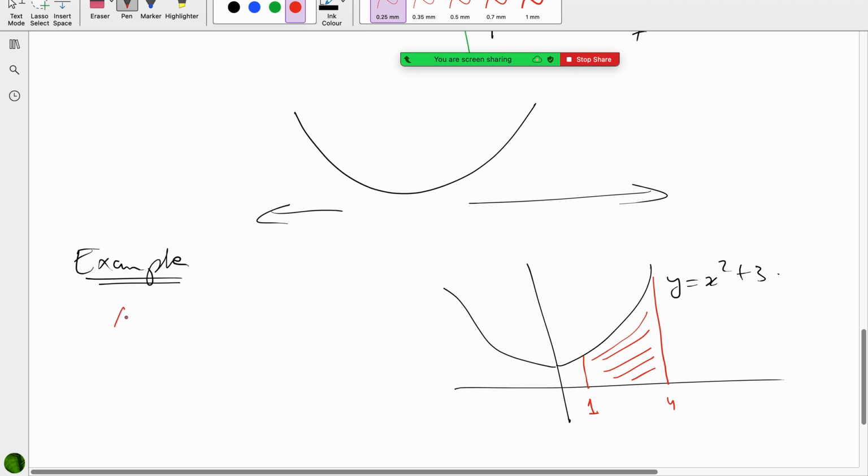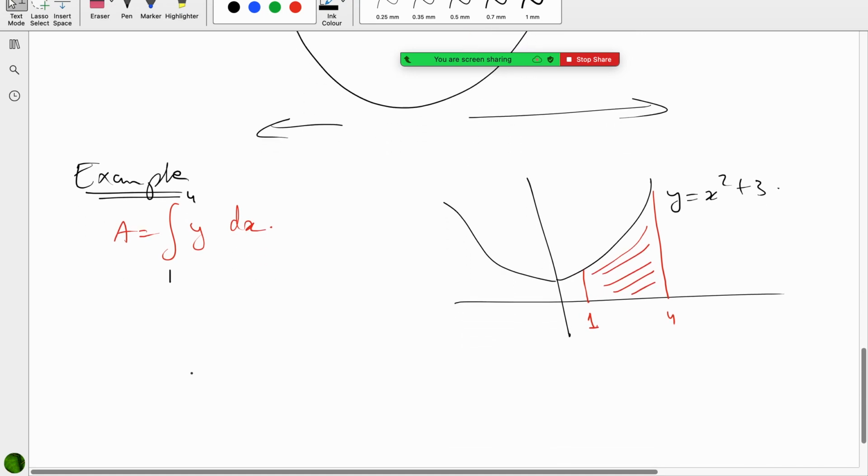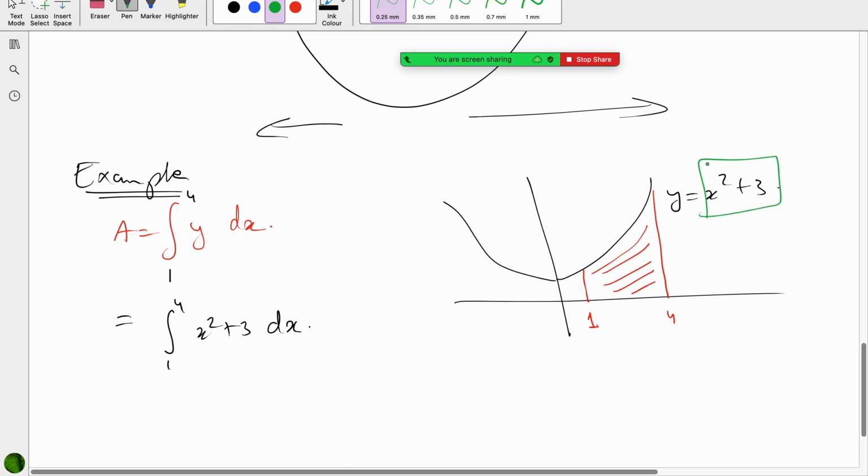So how will we do that? Area is equal to the integral of y with respect to x, and we know the limits, that is 1 to 4. So let's carry them down. This is 1, 4. We know the value of y, which is x square plus 3 dx. First step is just the substitution, any issue? This is from where we get y. So this is just the substitution.